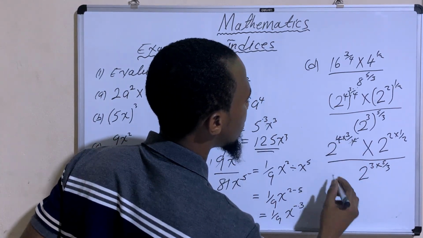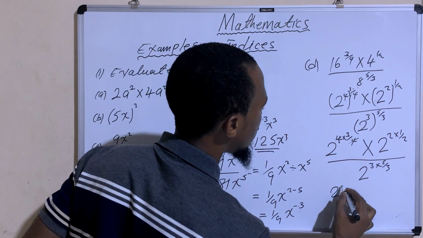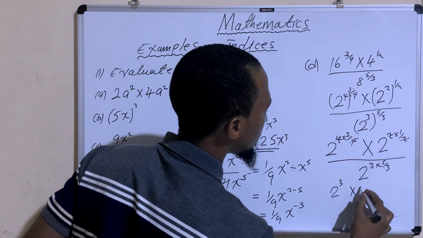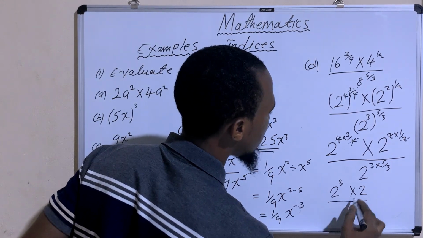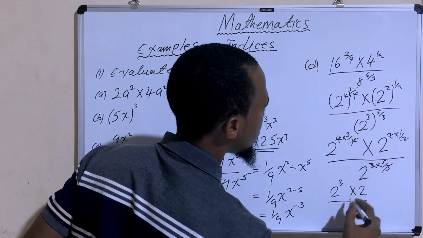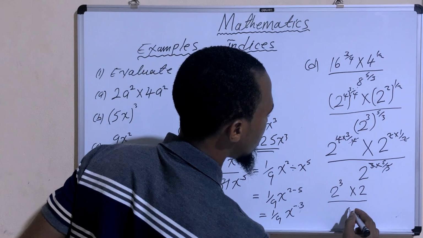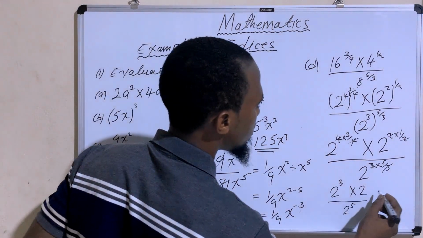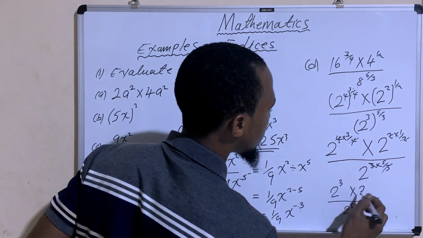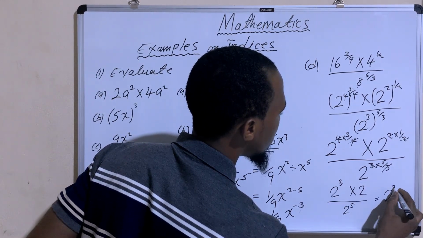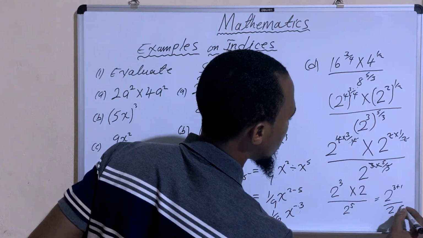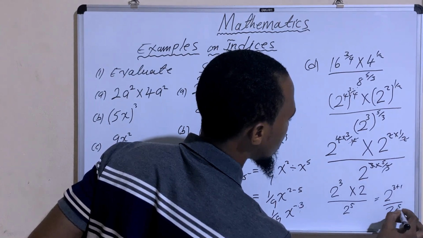Now this 4 and this 4 cancel. We are left with 2 to the power 3 times this and this cancel. We are left with 2 over here. This and this cancel. We are left with 2 to the power 5. Okay. Now this is going to give us 2 to the power 3, and this one is going to give us 2 to the power 3 plus 1 over 2 to the power 5.